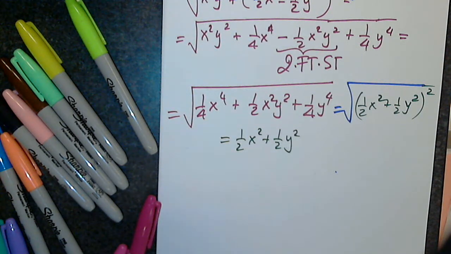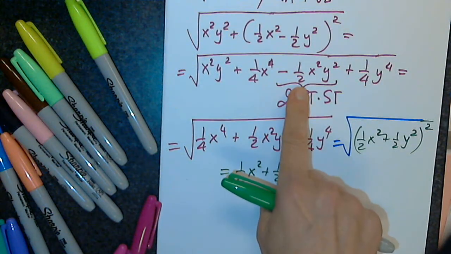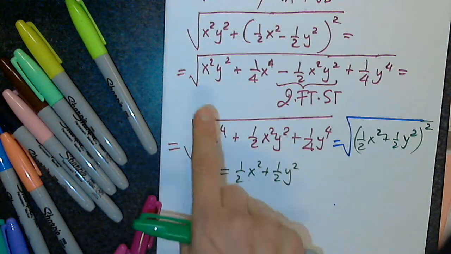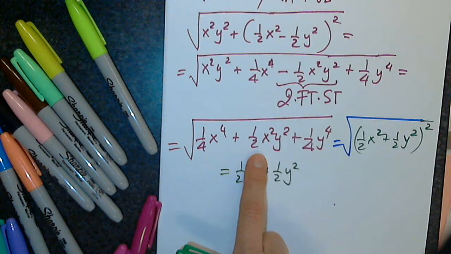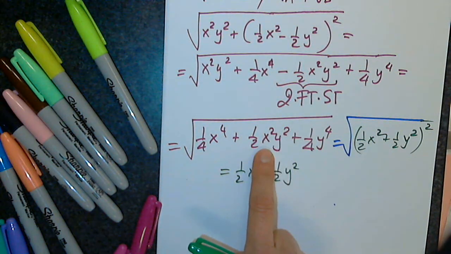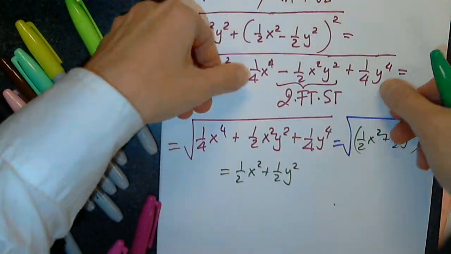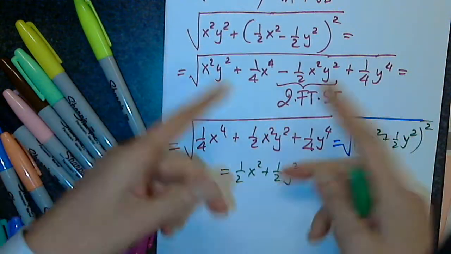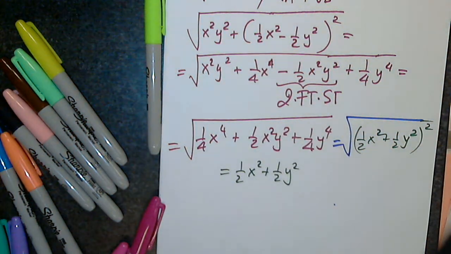Wait, what happened to the beginning x squared y squared? 1 apple minus half an apple is half an apple. $1 minus 50 cents is 50 cents. Better? And that's the reason why I can do this, because otherwise I won't be able to factor it like this. It has to have 3 specific terms. Otherwise I won't be able to factor it.